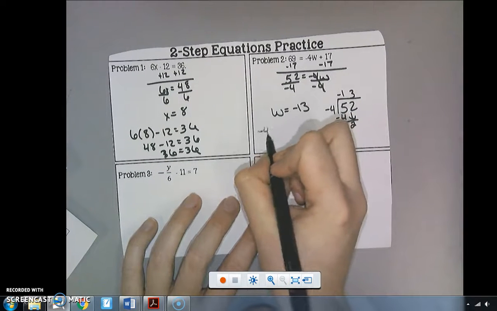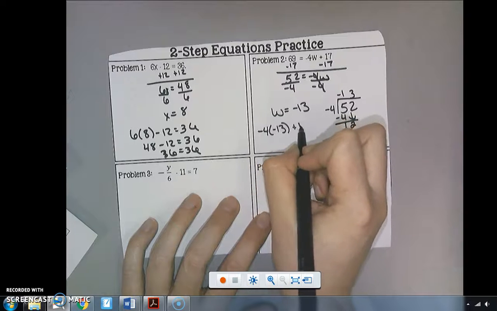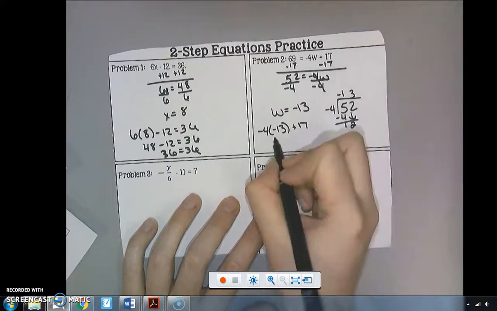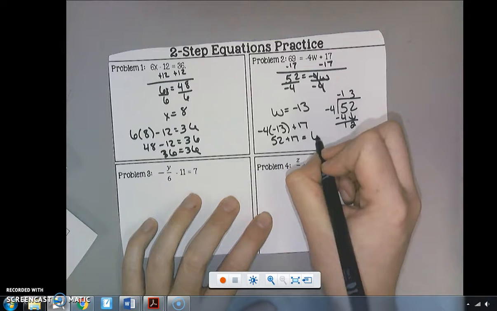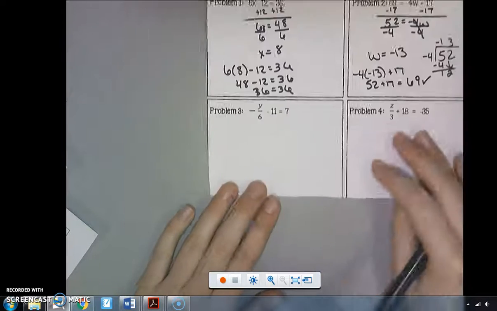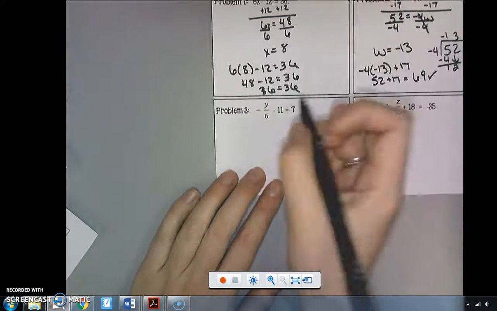And we can check. Negative 4 times negative 13 plus 17. Negative times a negative equals a positive. And 52 plus 17 equals 69. So we're good. So problems like we did yesterday that we should be pros at.